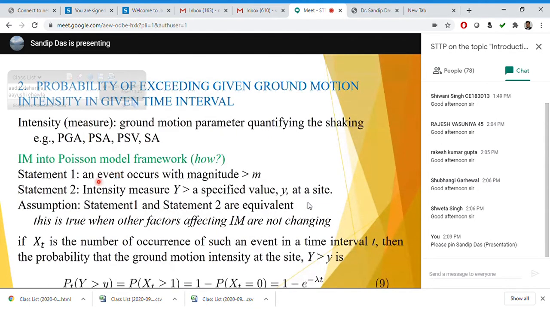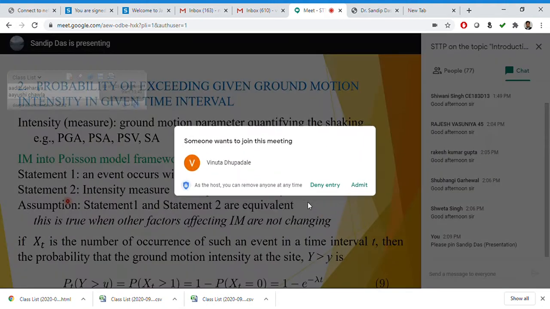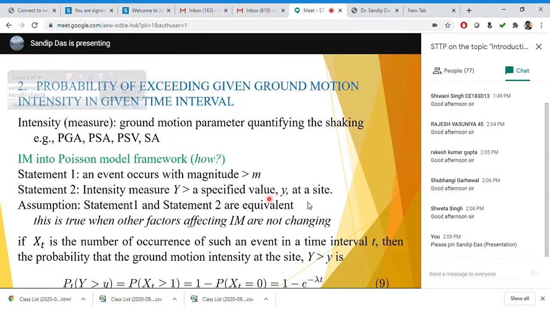So what we are going to do here is try to formulate a very similar framework to the one we have just framed for the magnitude. In that case, let us make two statements. Statement one: an event occurs with magnitude greater than m. And statement two: the intensity measure, capital Y, which is random, will be greater than a specified value, small y.